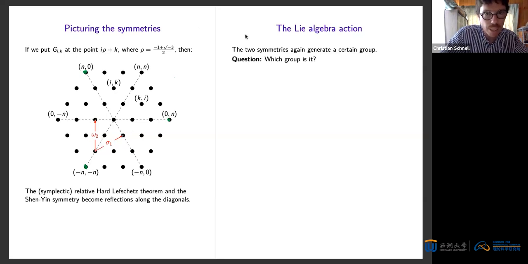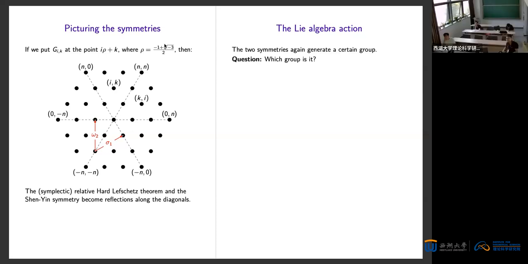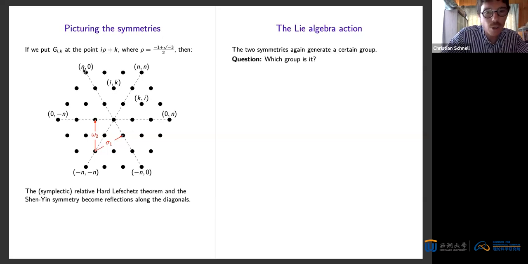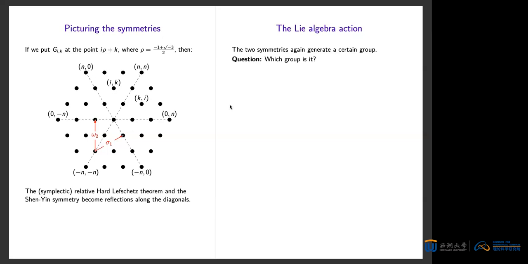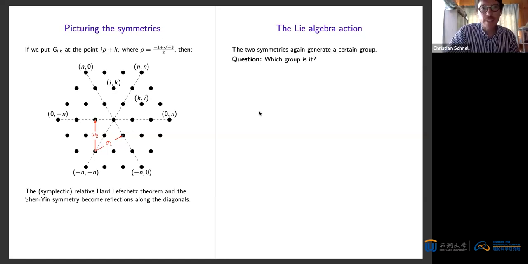Does this help you tell what group it is? Anyone? Make a guess. Oh, here's something in the chat. No, it is not D6, because I can't get all the corners. S3. It is, yes, very nice. It is S3 exactly, just the symmetric group on 3.